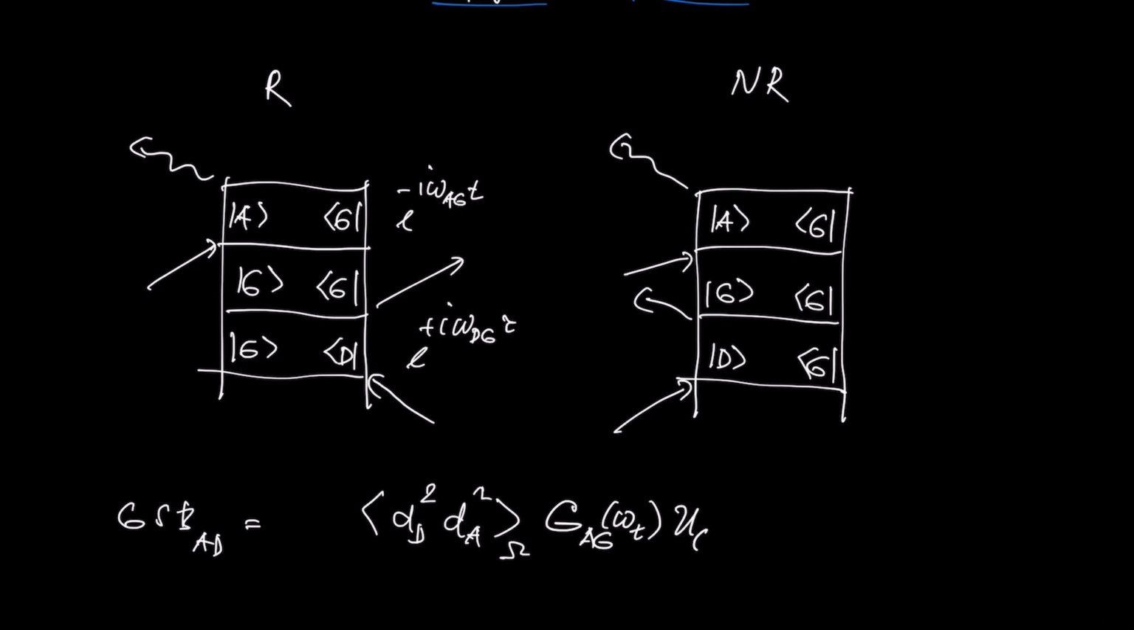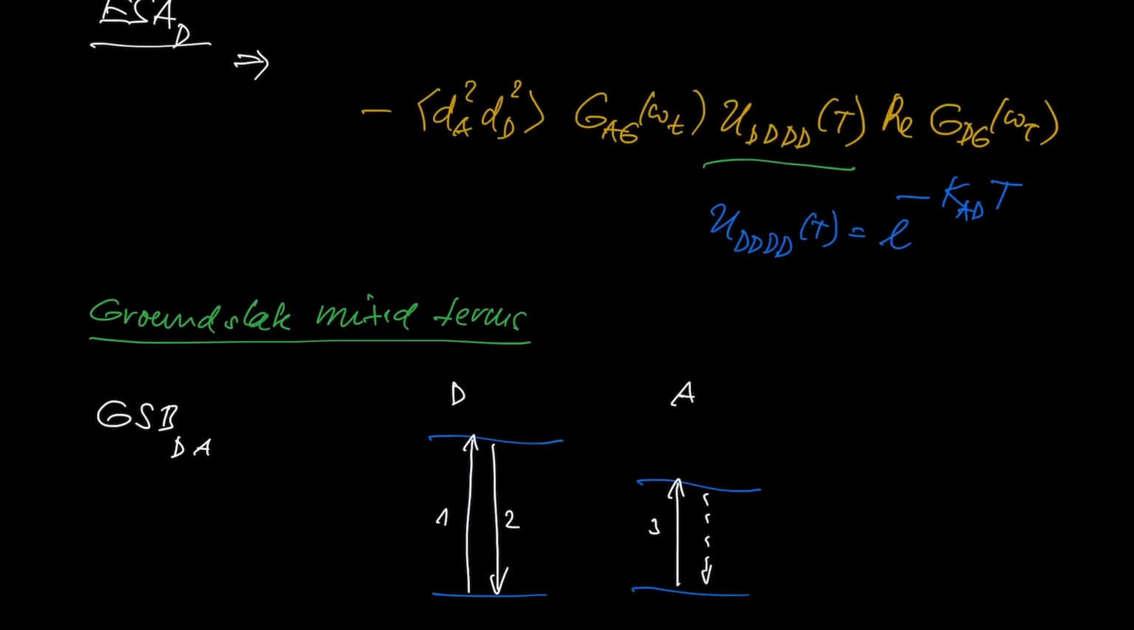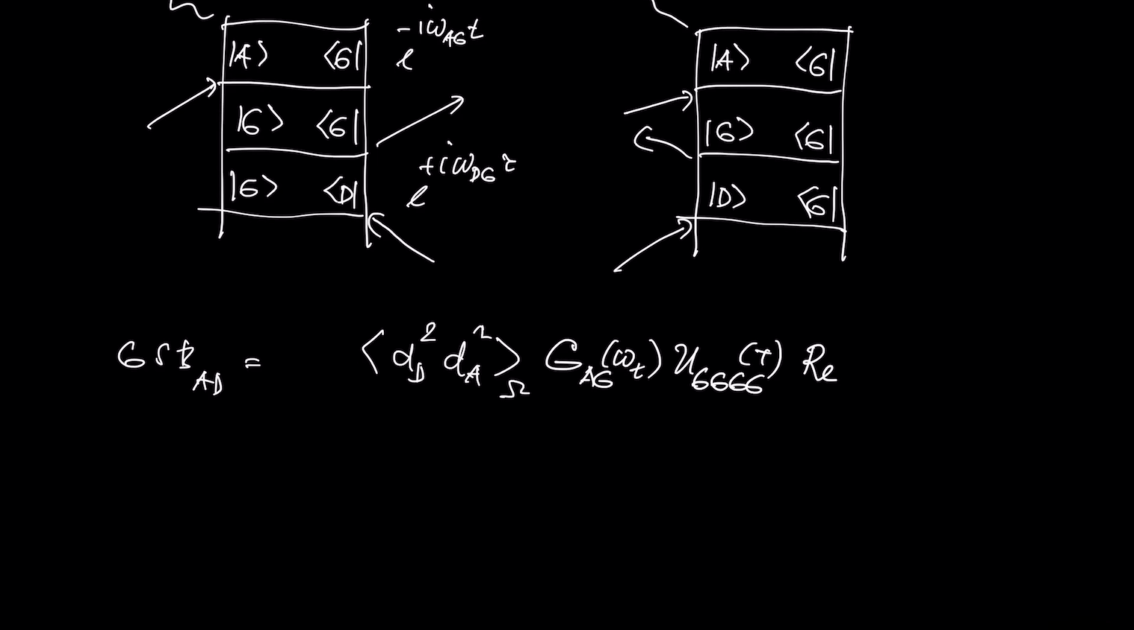The middle one is UG G G G. This will always be 1. There is nothing happening during the time that the system is in the ground state, and the combination of rephasing and non-rephasing signals gives the real part of the DG line shape.